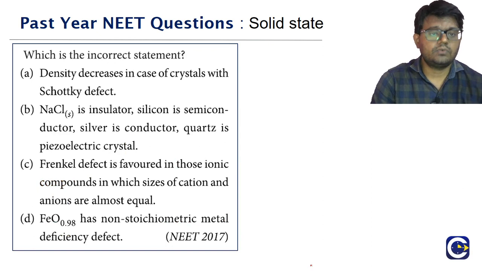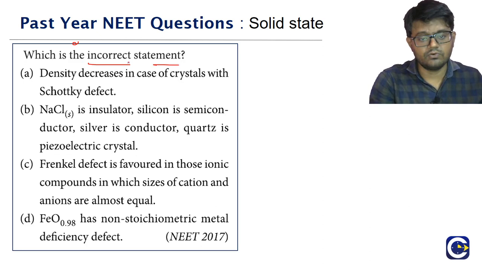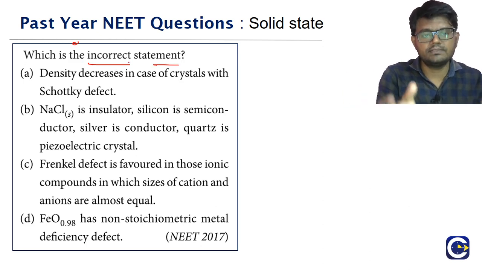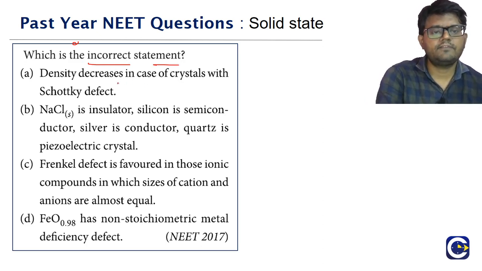This is a theoretical question based on the defects. So look at the question. Which is the incorrect statement? These kinds of questions are like packing multiple questions into one, because we have to read through the options one by one, and only then can we conclude which is correct or which is incorrect. Look at this. What is the first option saying? Density decreases in case of crystals with Schottky defect.